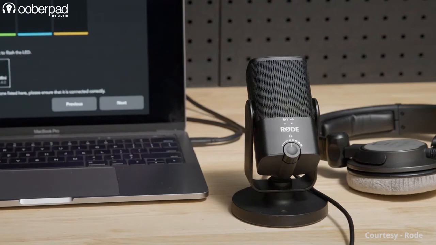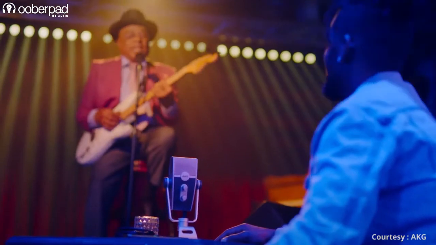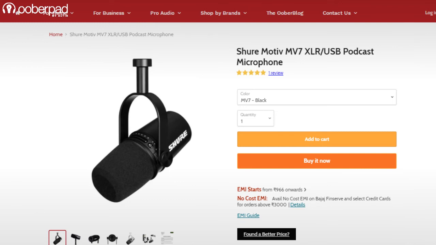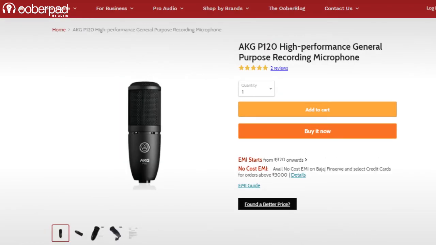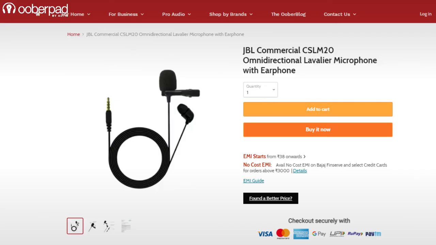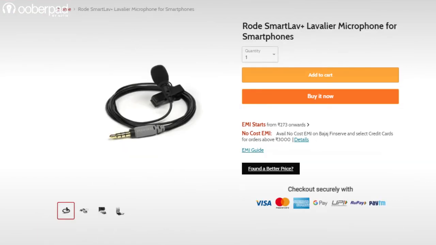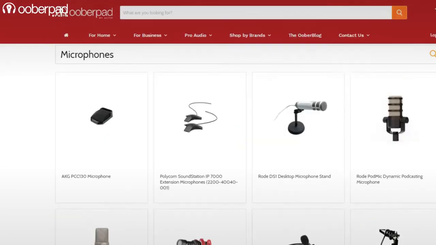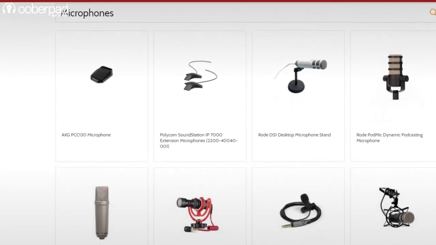Condenser microphones, on the other hand, come in a wide variety of shapes and sizes, each designed for a specific application. Popular condenser microphones on UberPad are as follows. Large diaphragm variants such as Shure Motive MV7, Rode NT1A, Rode Podcaster MK2, and AKG P120. Lavalier and lapel microphones such as JBL Commercial CLSM20, CLSM20B, Shure Motive MVL, Rode Lavalier Go, Rode SmartLav Plus, and Audio-Technica ATR3350iS. They also include other types of podium, ceiling, boundary, and shotgun microphones available on UberPad.